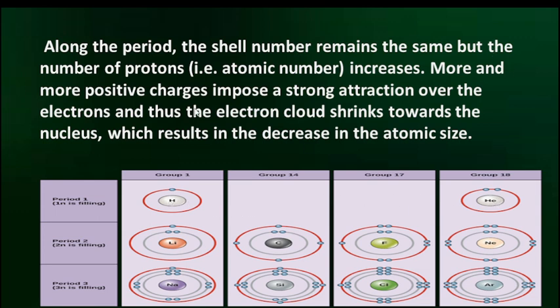More and more positive charges impose a strong attraction over the electrons, and thus the electron cloud shrinks towards the nucleus. So the number of protons increases, the positive charge also increases, so it easily attracts the outermost shell. The electron cloud shrinks towards the nucleus, which results in a decrease in the atomic size.